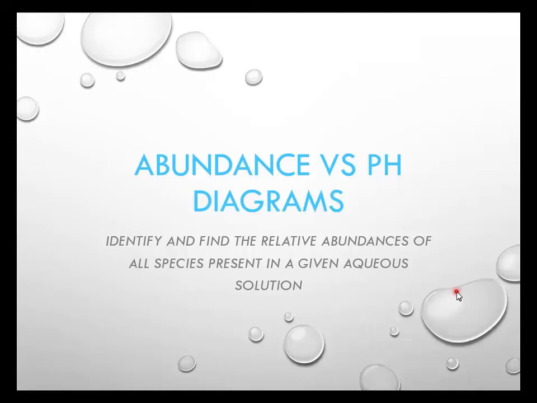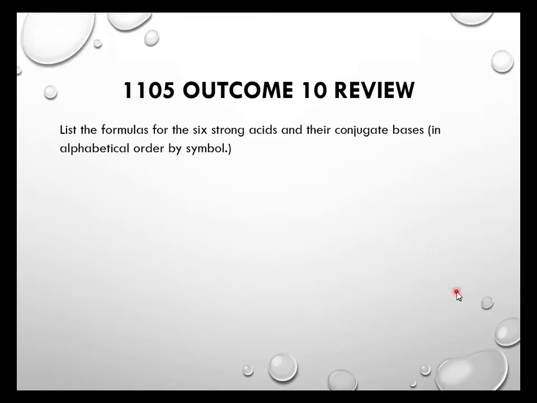This video introduces the idea of an abundance diagram, where we look at percent abundance of aqueous species versus pH. And we'll begin by reviewing information from Chem 105, our first semester course. In that course, you had to list the formulas for the 6 strong acids and their conjugate bases in alphabetical order by symbol. So please pause the video and write those onto the accompanying handout.